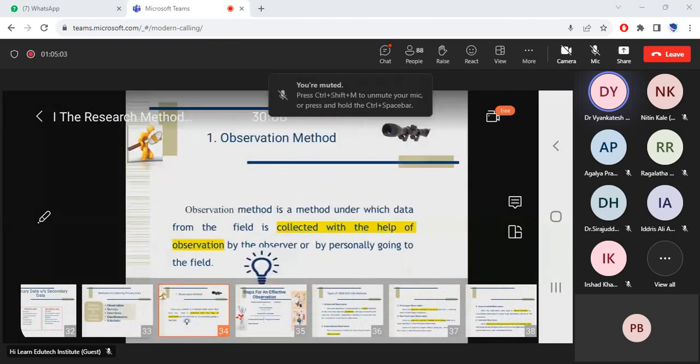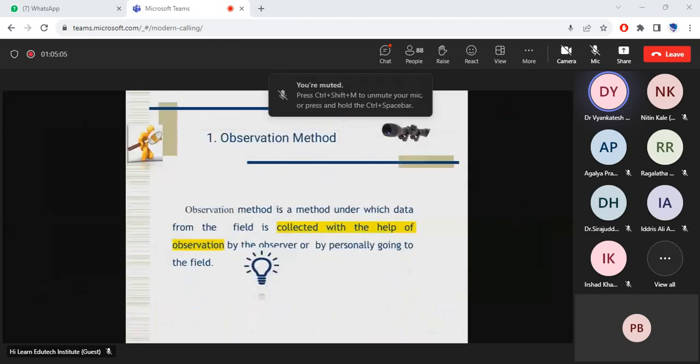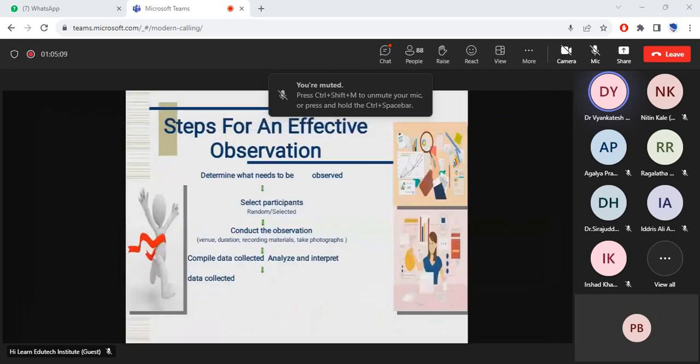Then the steps for effective observation. I have shown stepwise how effective observation is done. Determine what you need to observe first, the area of interest you must focus on. Then selection of participants, random or selected. Then conduct the observation: venue, description, recording material and photographs.